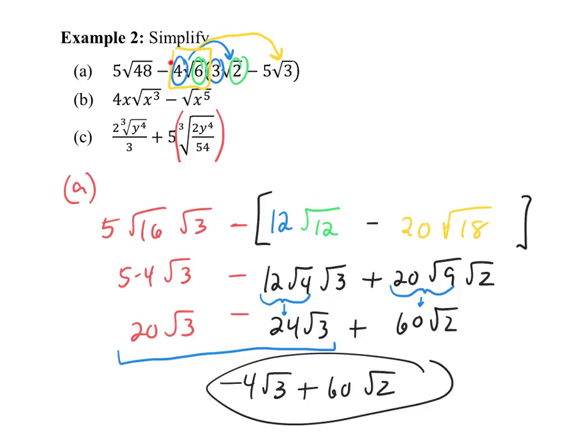So if I look at this, this is 4 root 6, right? And when I multiply 4 root 6 times 3 root 2, I have to multiply the outside pieces. That's why I circled them in blue. See, the 4 times the 3 gives me the 12 there. And then the 6 on the inside times the 2 on the inside gives me the 12 on the inside.